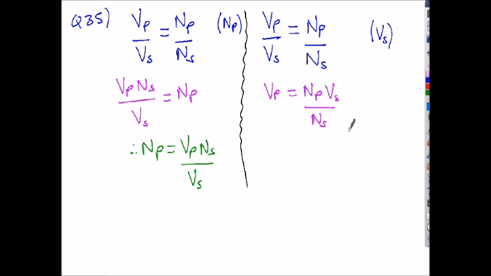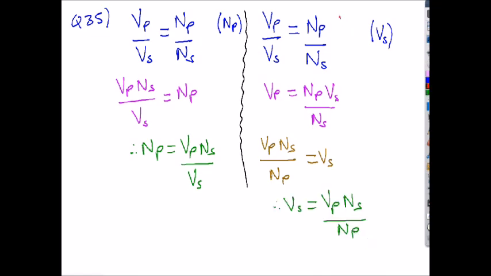That looks even worse than what I started with, you could argue. I've got more terms now associated with the Vs. But now I've got the Vs in the top line, I can now multiply both sides by Ns and divide both sides by Np to leave me with Vs. Just turn the equation around.